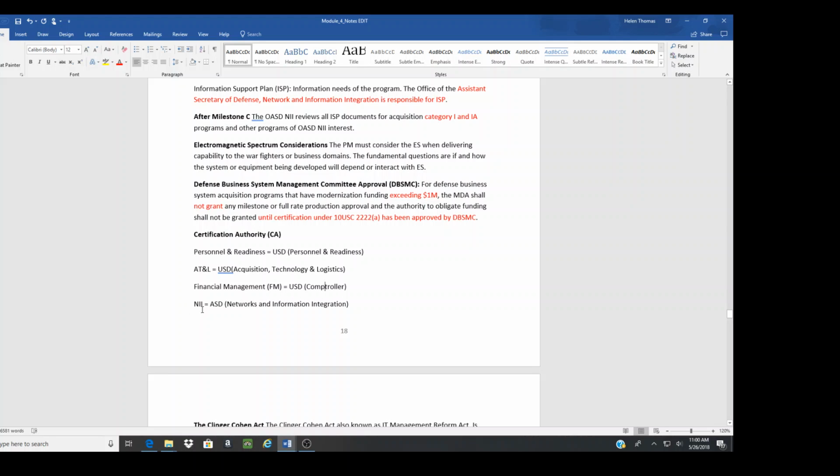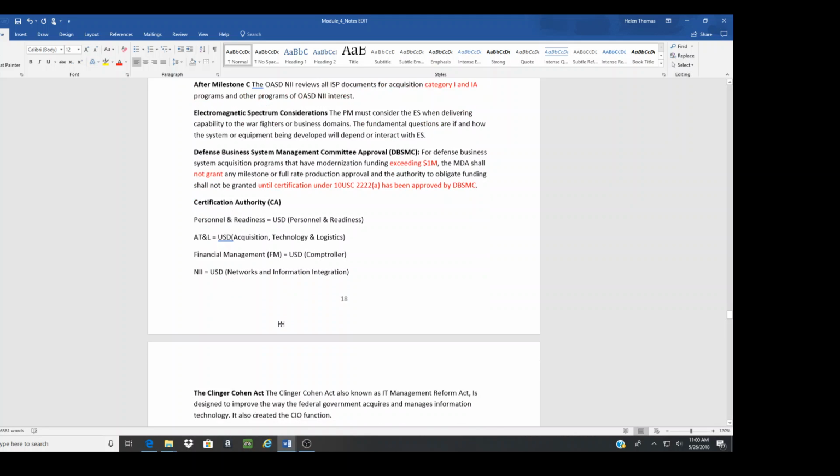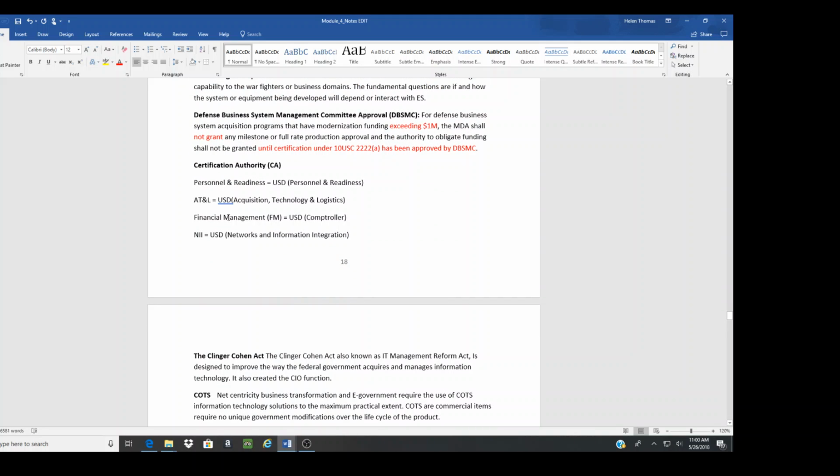And if it's related to your network, you have the Networks and Information Integration Department. So it's USD Networks and Information Integration. It's probably what I want this to be, not ASD: Under Secretary of Defense for Networks. Because remember, that's their field. They're the subject matter expert.